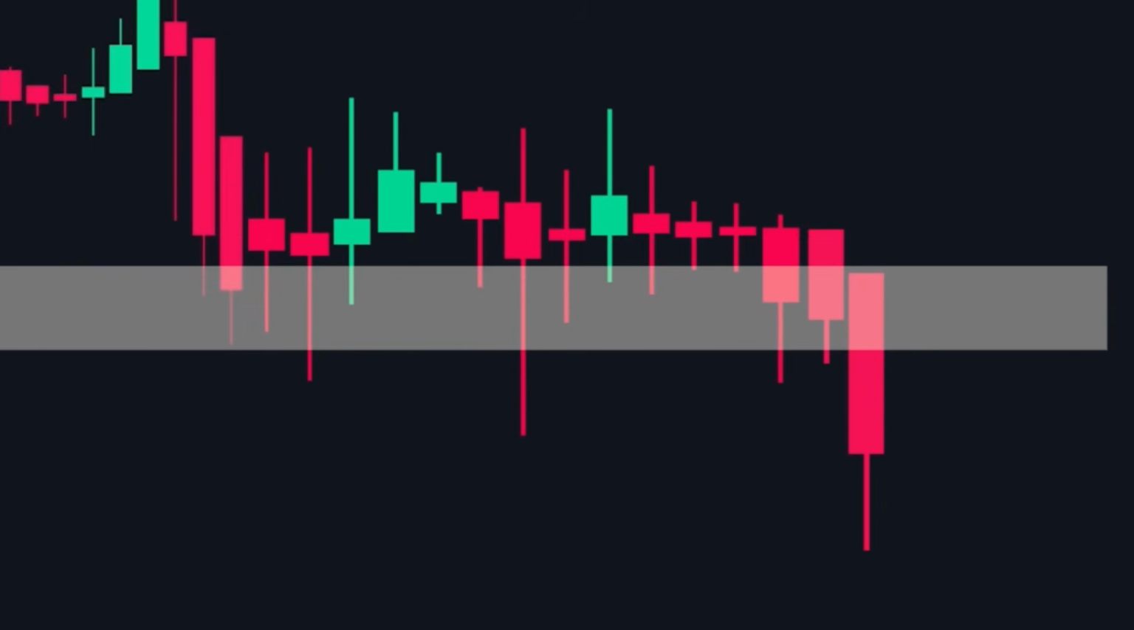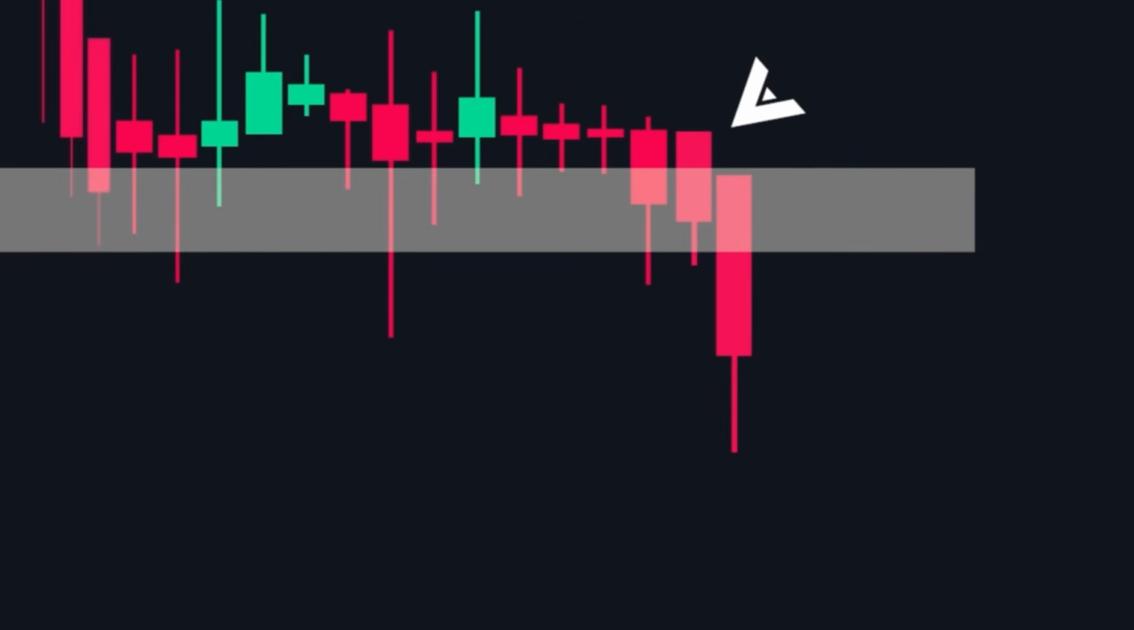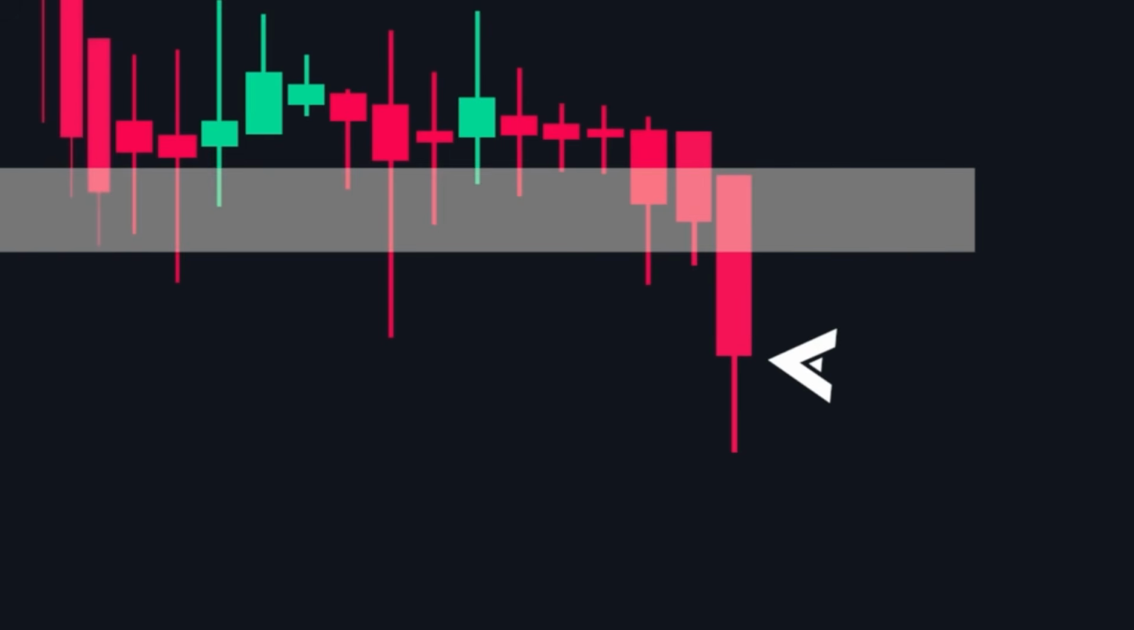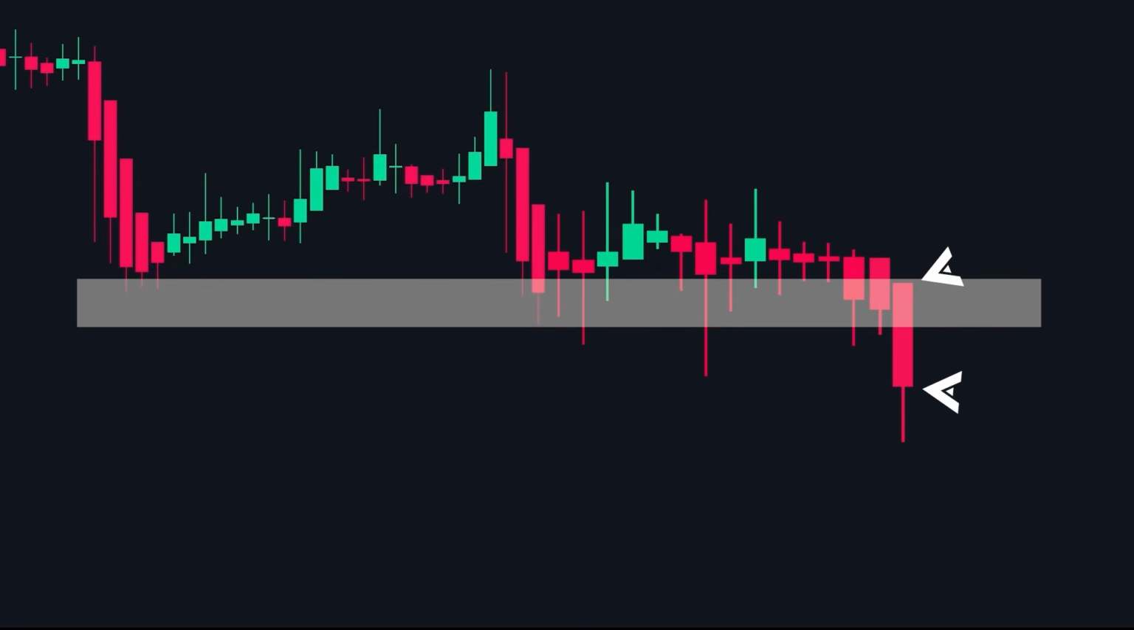Finally, the price breaks below the support with two enormous red candles, indicating a major breakout and significant downward movement. As a result, we can enter a sell trade at this position, keeping our stop loss above the candles and aiming for the next support level.